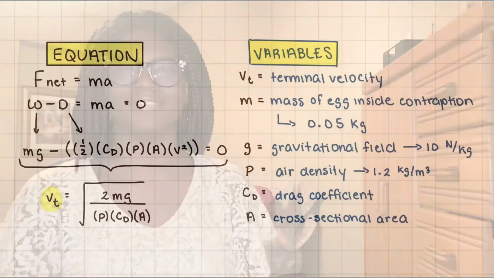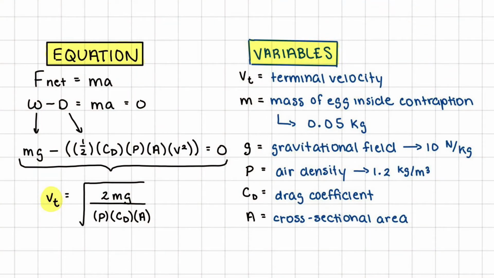Alright, let's switch gears and look at the equations that we will be using. Using Newton's second law of motion, the sum of the forces, or the net force, is equal to mass times acceleration. We are looking at the forces acting on a falling object in motion, therefore only drag and weight are considered. Acceleration is set equal to 0 when at terminal velocity, since velocity doesn't change at this point.